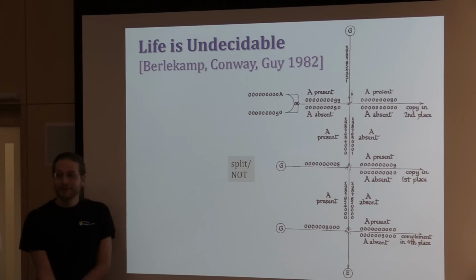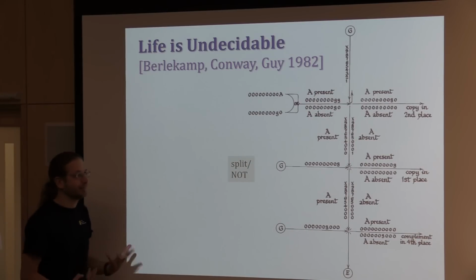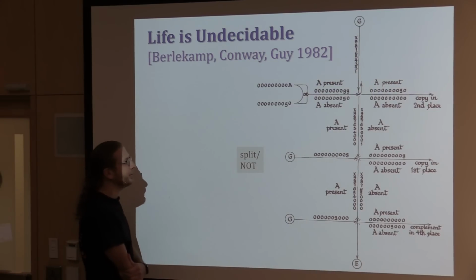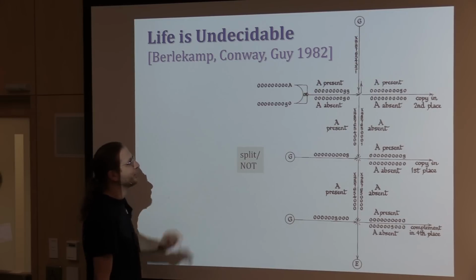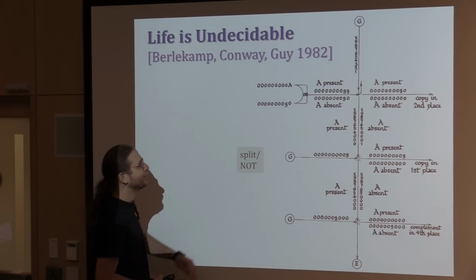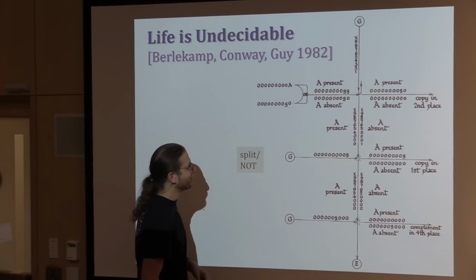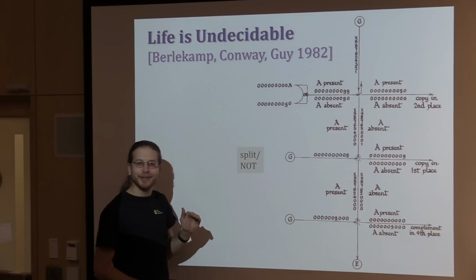Life is still actively studied, so there are many more guns than there were in the early 80s. So I think I won't go through this construction in detail, but using ors and some kickbacks and some crazy ideas with guns, you can build a split and a not. Is that okay?